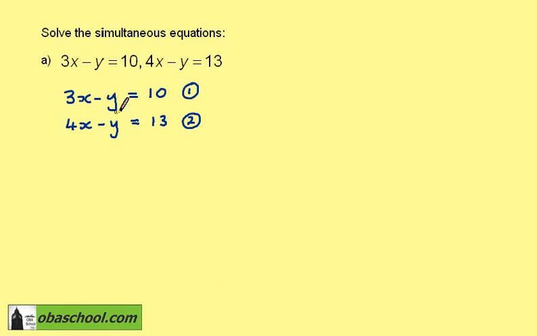We have the same number of y's, both of them are minuses, so the signs are the same. Signs same means we're going to subtract the two equations. I'm going to do equation 2, take away equation 1, choosing to do it this way round as we have more x's in equation 2 than we do in equation 1.